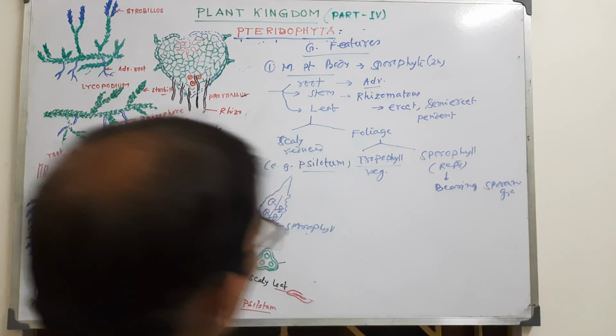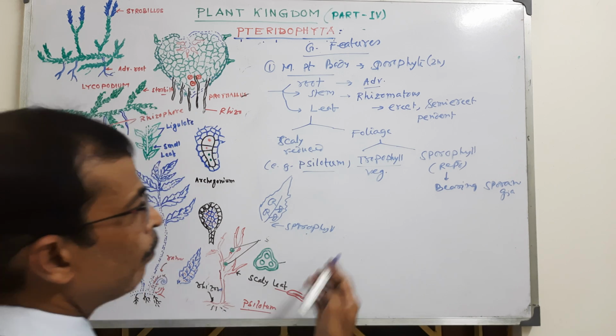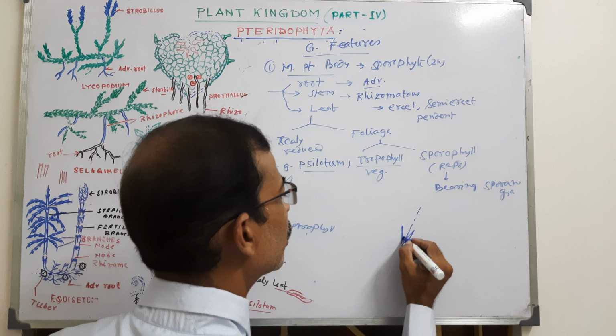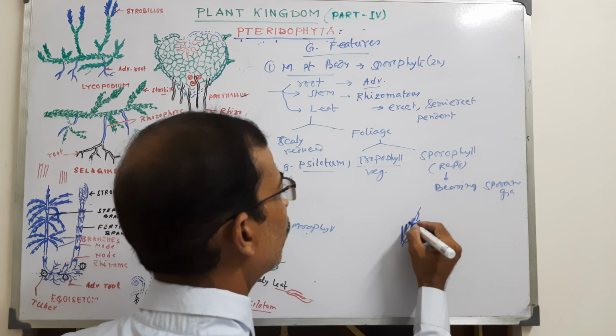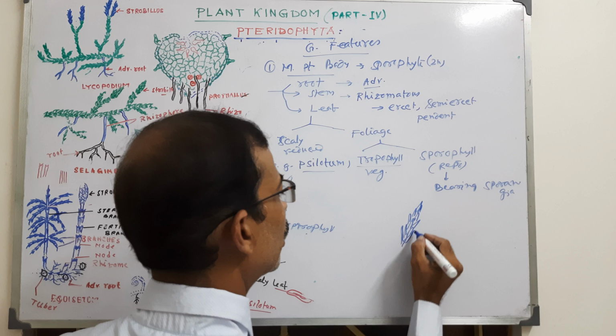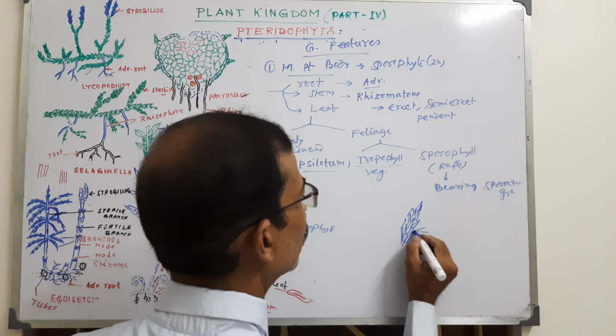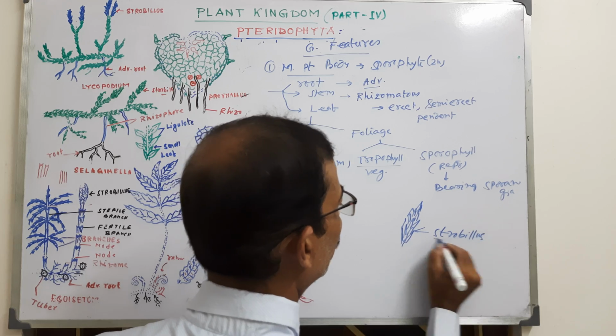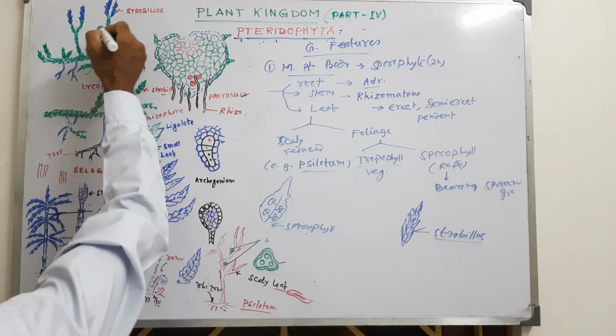And sometimes sporophylls form a compact structure. Look like this, a compact cone-like structure. This cone-like structure is called strobilus or cone. Look here, this is the strobilus of Lycopodium.